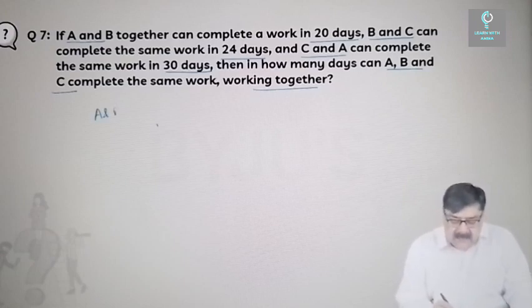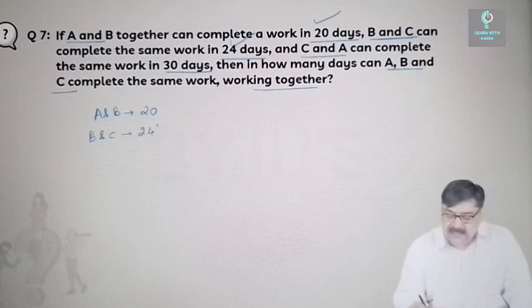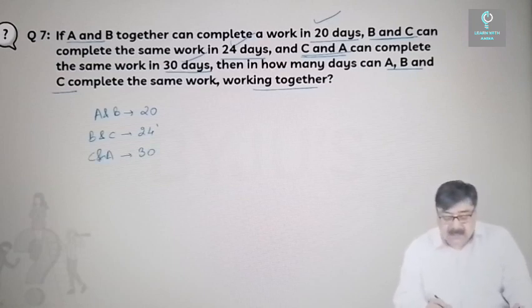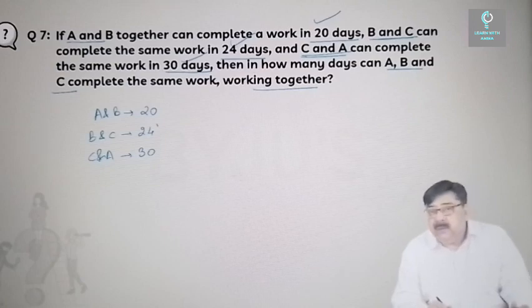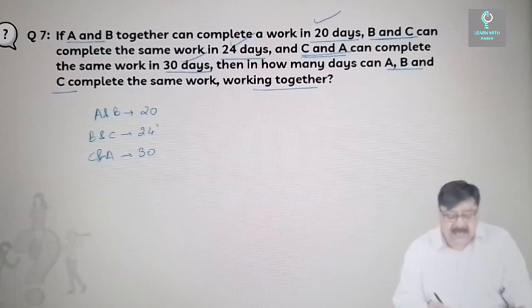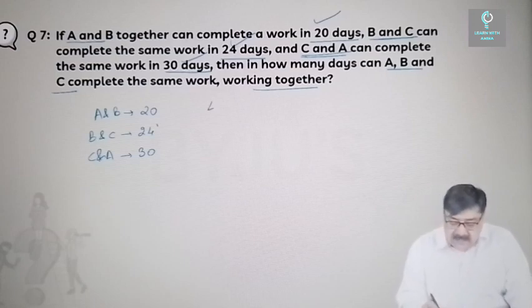See, A and B together can complete a work in 20 days. This is given. B and C in 24 days and C and A in 30 days. Finding out the LCM of 20, 24, 30. 30 is the highest number. 30 is not divisible by 24 or 20. 60 is not divisible by 24. 90 is not divisible by 24. But 120 is divisible by 24 as well as 20. So the LCM here works out to be 120.